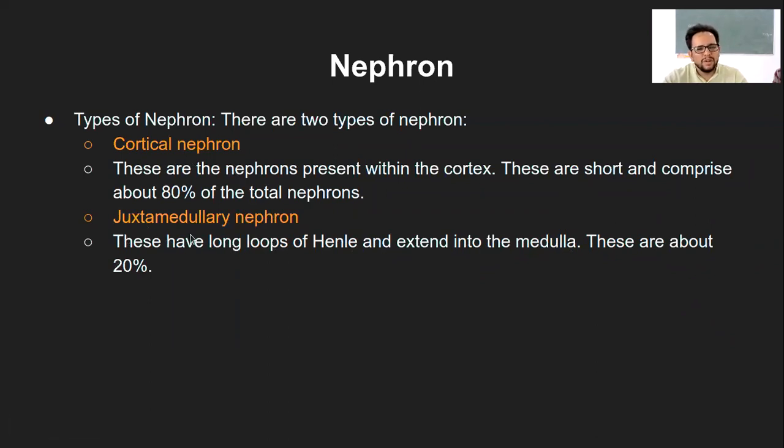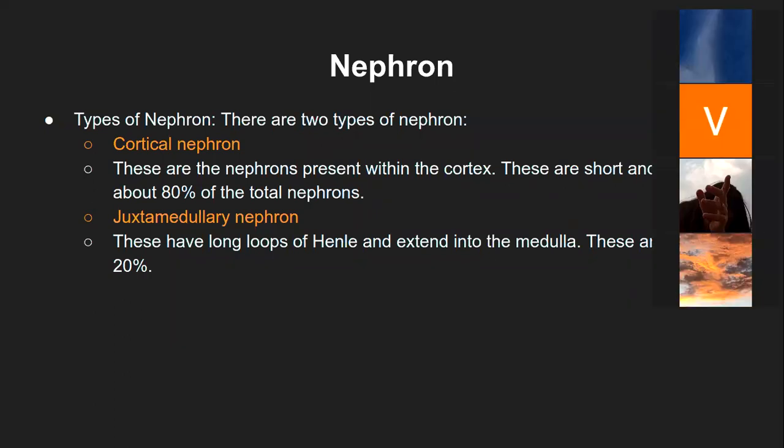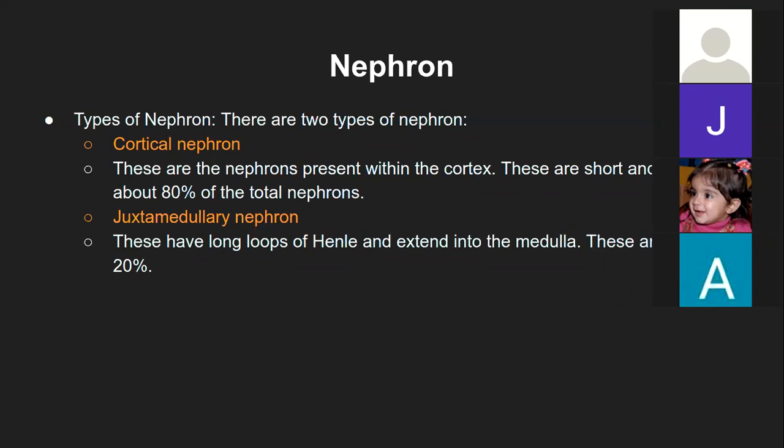So those are the just two types you need to know. Again, there was a very specific question asked about the juxtamedullary nephron: which part of the juxtamedullary nephron is present in the cortex? And then you have to specifically write glomerulus, PCT, DCT, and so on. So these structures will be present in their respective parts of the kidney.